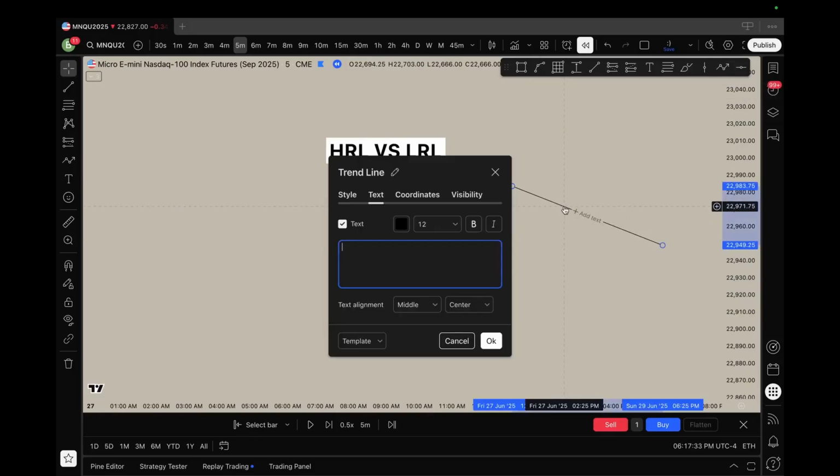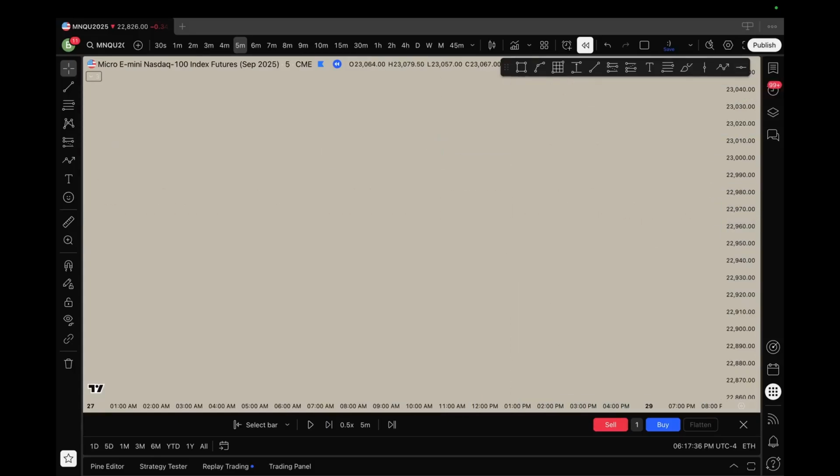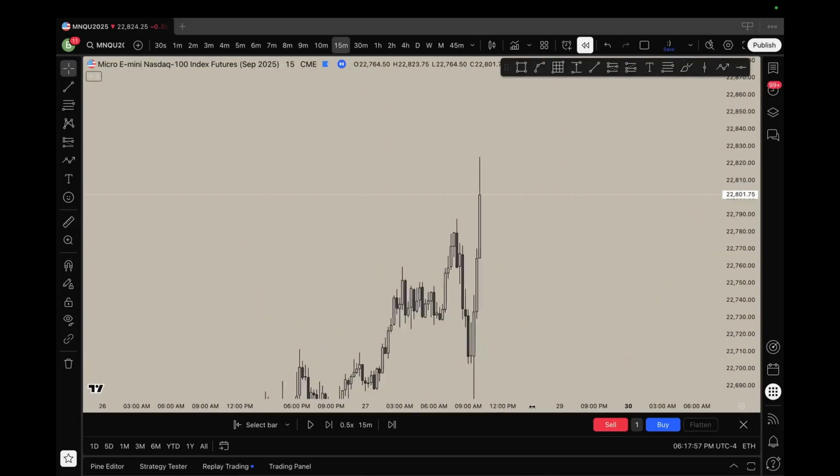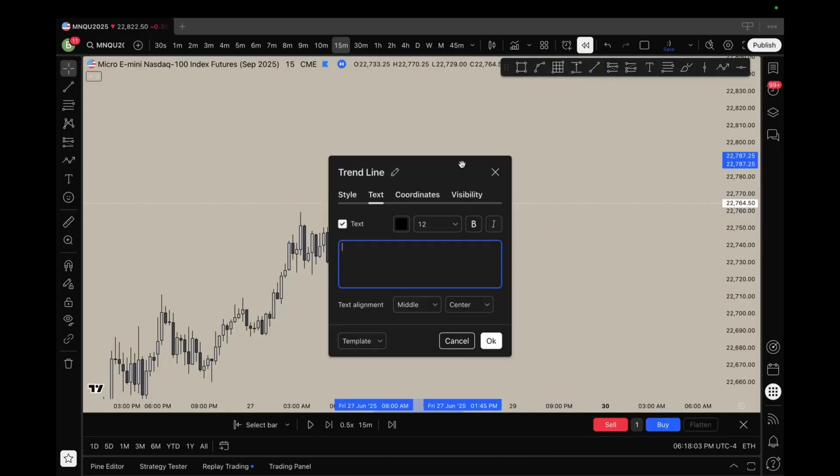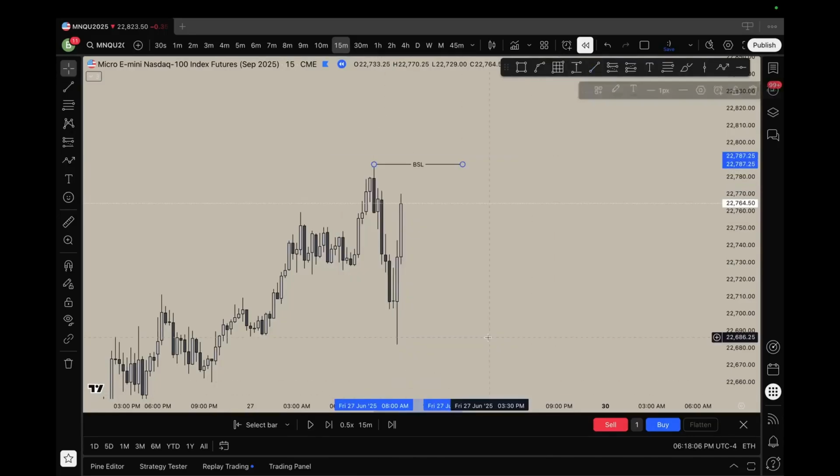So I'm going to go back and find another example for you guys. Ooh, this is a great example. Really good example. I love this because this was a trade idea I took. Also, a continuation model. Buy side liquidity here.